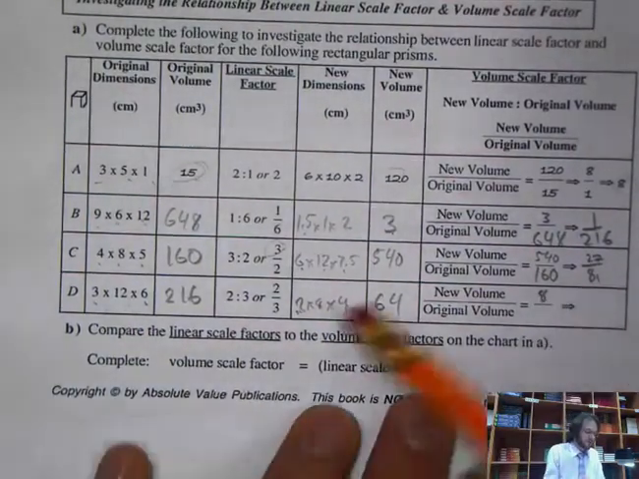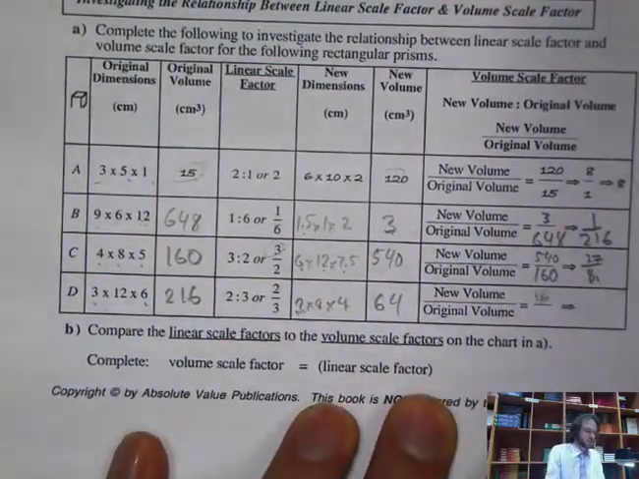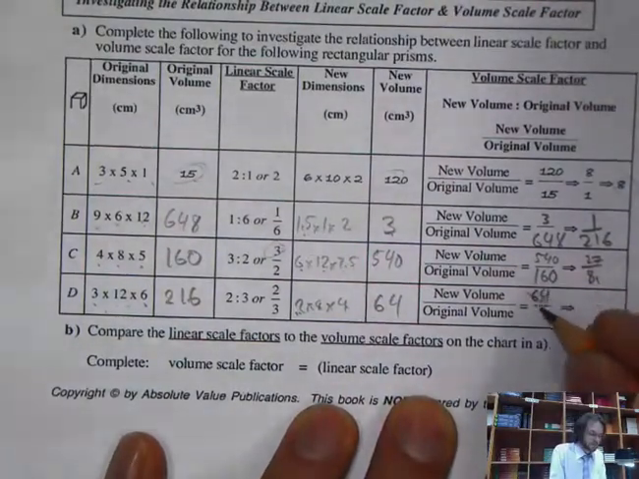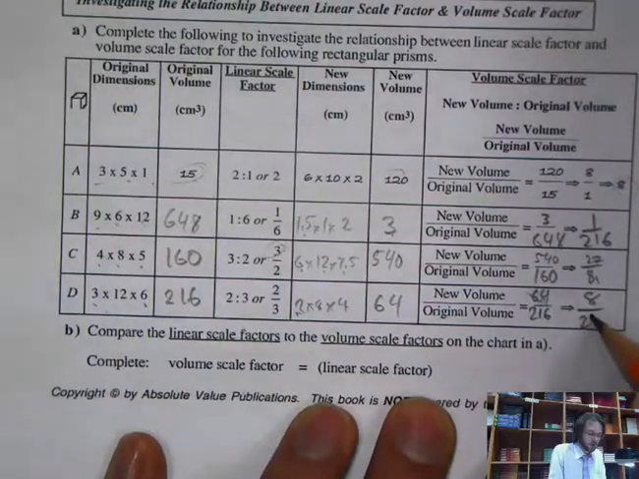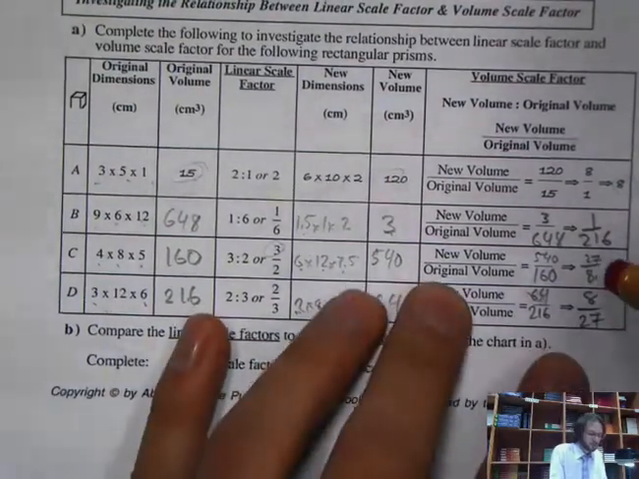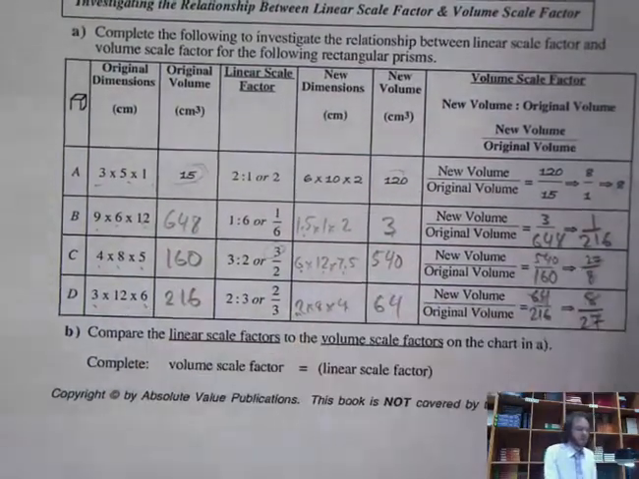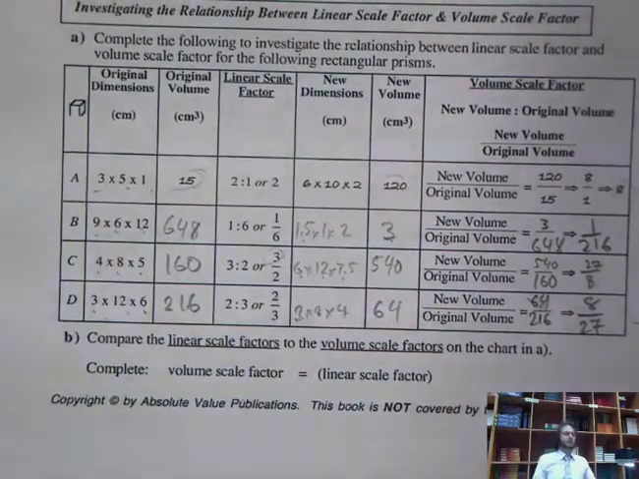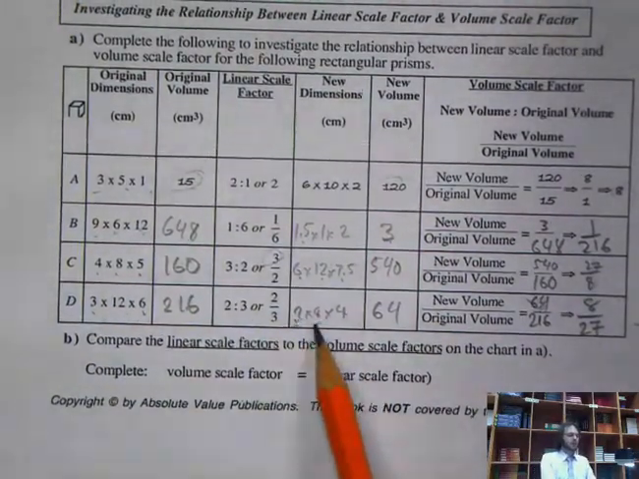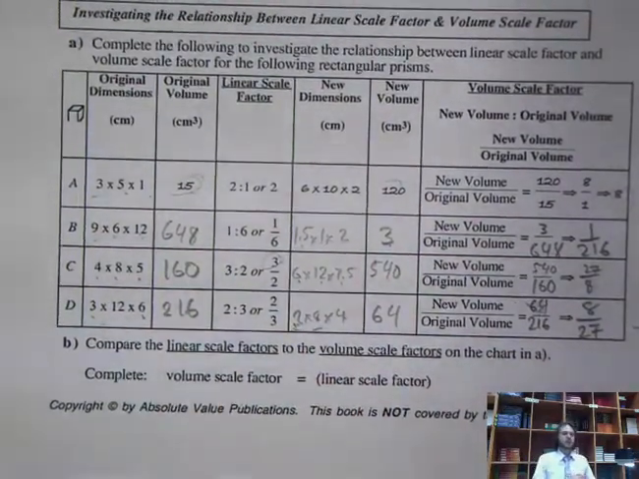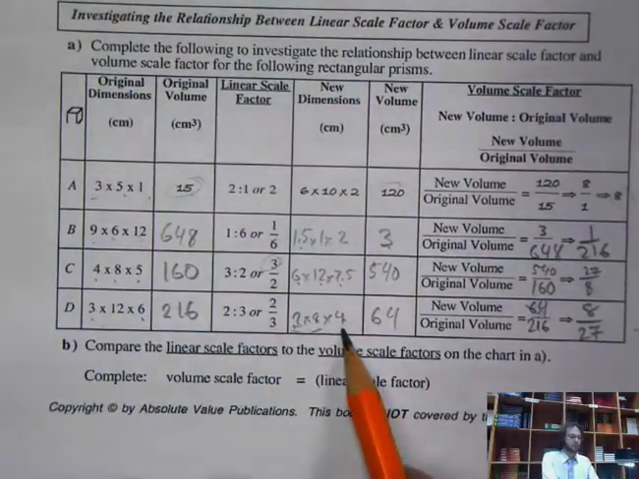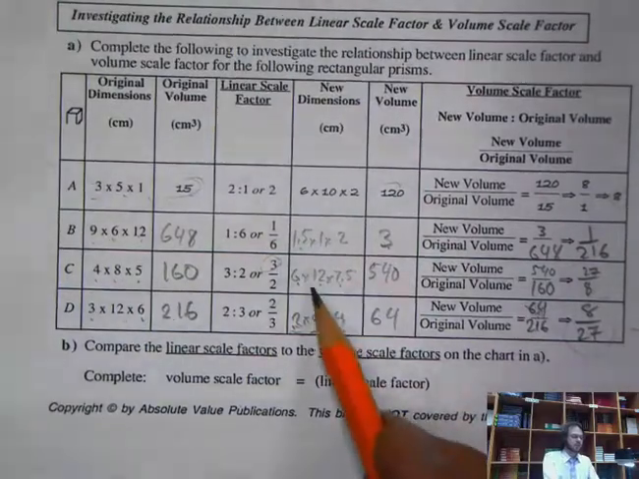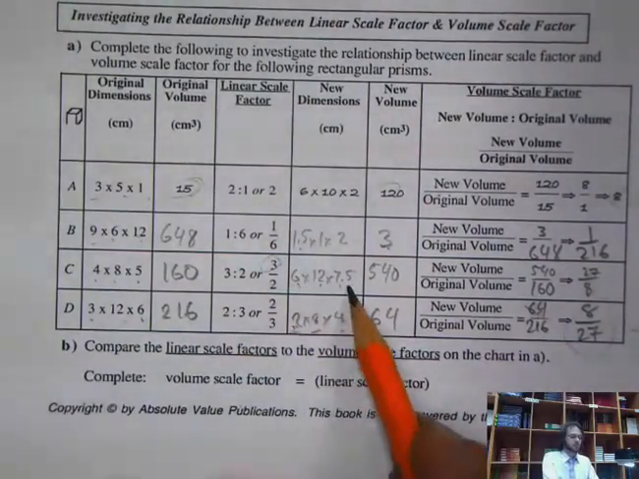So we want 64 over 216, which gives me 8 all over 27. But that's 81, kind of looks like 81. So I want you to think about this here. We're having all three of these linear scales being multiplied together. So 2/3 multiplied by 2/3 multiplied by 2/3. Here we have 3 over 2 multiplied by 3 over 2 multiplied by 3 over 2.